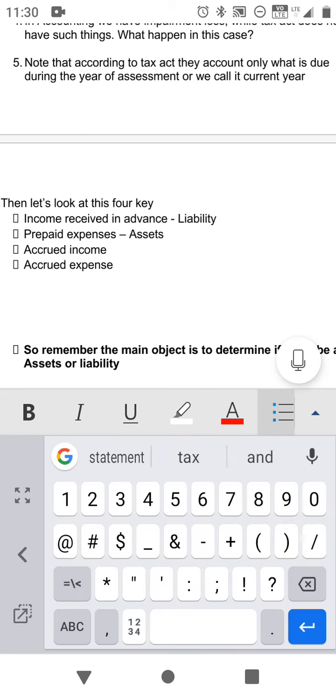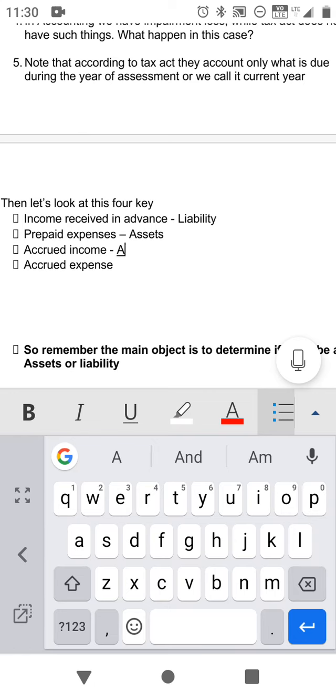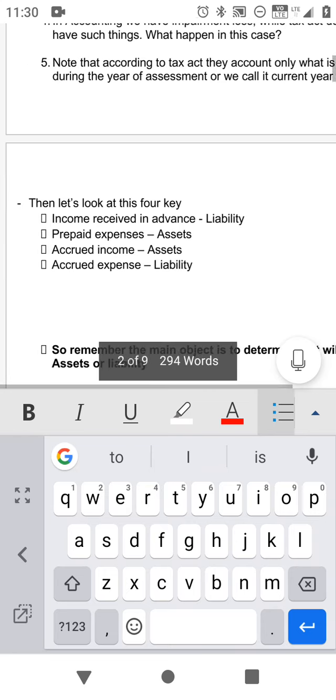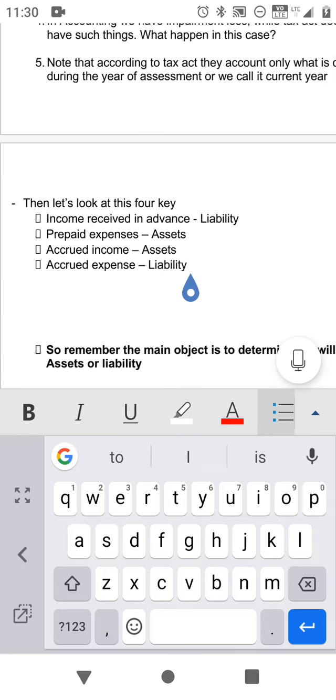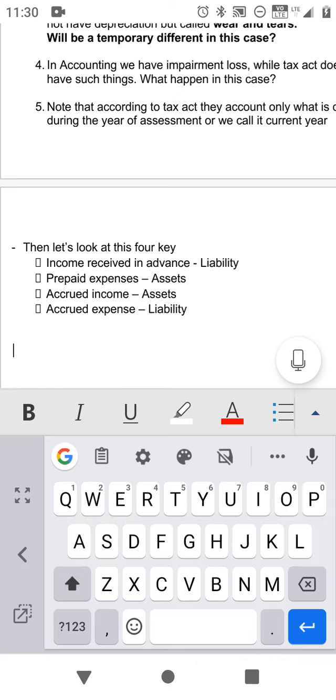Then accrued income is an asset. This is a person who is owing us. We have the power to collect our money. Then accrued expense, we are owing, which means this is a liability. So these categories that I write in this table are normal transactions that we do in accounting. I want you to take note of this.